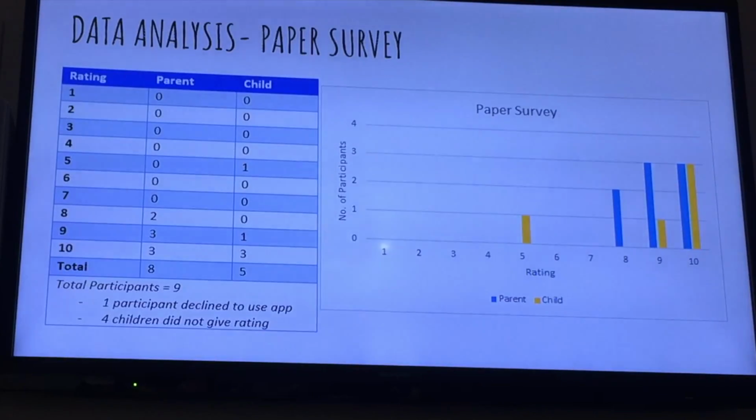So the paper survey that we did over the last 3 weeks, we got a total of 9 participants. However, 1 participant declined to use the app, and 4 of the children did not give a rating, mainly because they were too young. And again, the majority of the parents and the children gave a higher rating of 8, 9, and 10, and this was scored out of 10. However, it's noted that 1 child also gave a rating of 5 out of 10. But more important from the paper survey were the comments and the feedback that was given in written form.